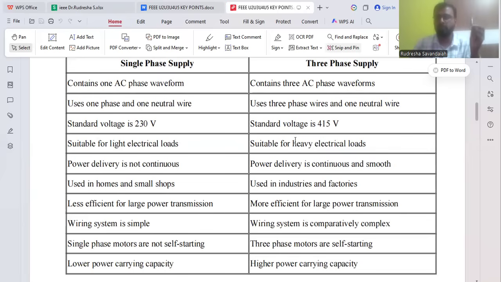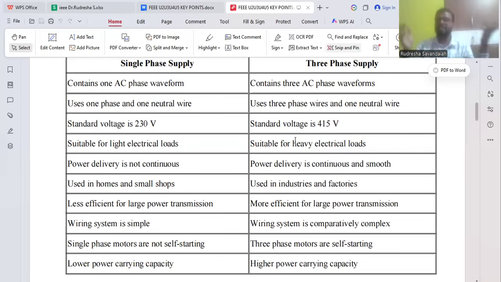Single phase uses one phase and one neutral wire. Three phase uses three phase wires and one neutral wire. This is the three phase supply. Standard voltage is 230 volt for single phase and 415 volt for three phase.